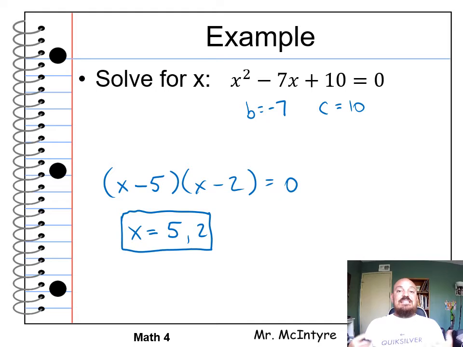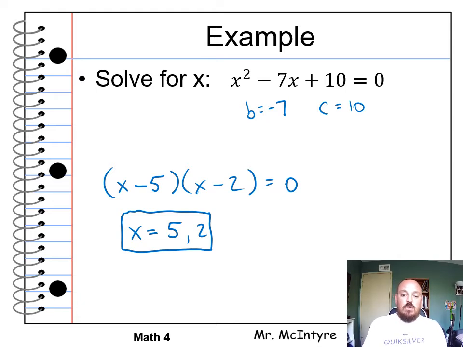So that's the guess and check way of doing factoring. You're looking for numbers that multiply together to give you c, add together to give you b, and if you can quickly run through the numbers in your head and come up with those 2, that's the fastest way to solve. Now, 2 things about that.